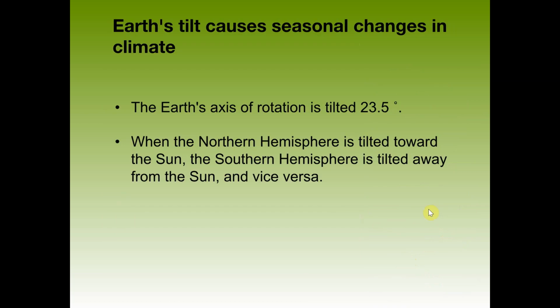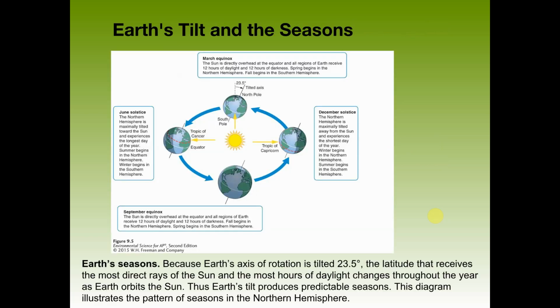And then the most important thing here is that the Earth's tilt causes seasonal changes in the climate. The Earth's axis of rotation is tilted at 23.5 degrees. And when the northern hemisphere is tilted toward the sun, the southern hemisphere is tilted away. And this is what causes our seasons.